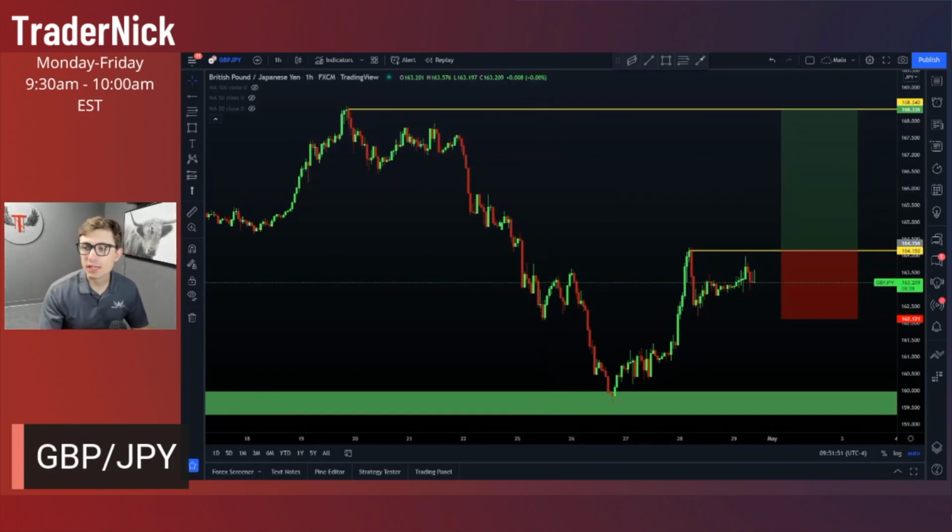That's when I do a lot of my entries, and then I try and hold stuff for the whole week if I can. If I get a good trade, for example, let's say I bought pound yen here at the beginning of this week, I would just try to hold on to this, right? I would trail stops. I'd be looking to stay in a move like that for as long as I possibly could.